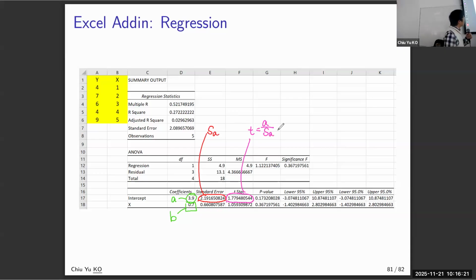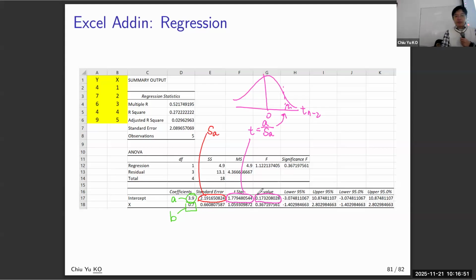This is the value in the T table, T in the T distribution, T with n minus 2 here. This is 0, and you get this number. This is the T, and you calculate this p-value. This is a two-sided test. This p-value is 17%, so it's not small enough. So you can't reject, right?